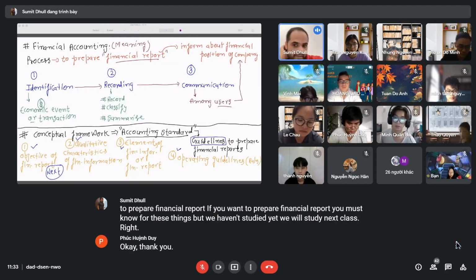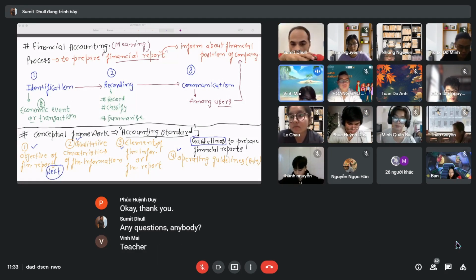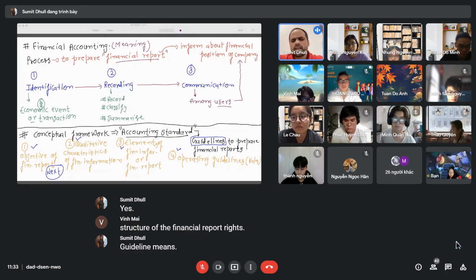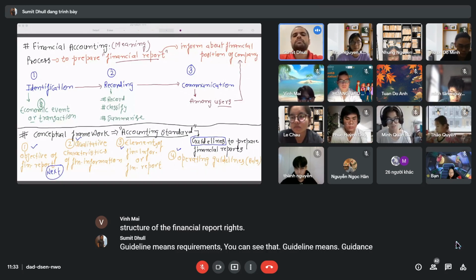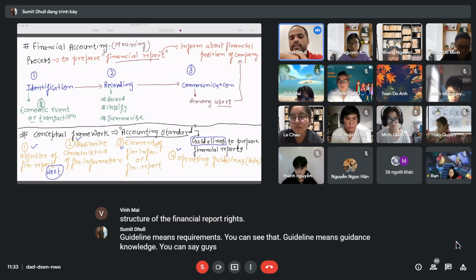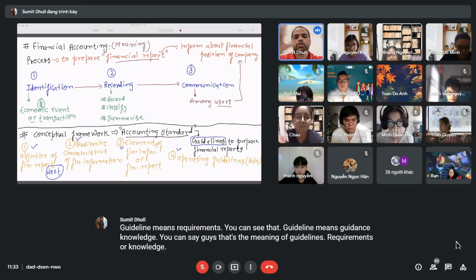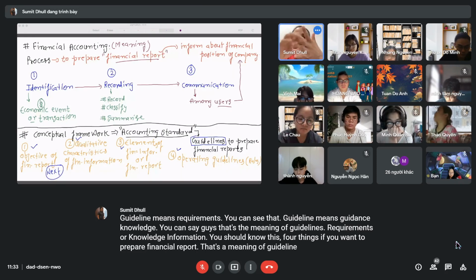Any questions? Anybody? Teacher, guidelines means the structure of the financial report, right? Guideline means requirements. You can say that guideline means guidance, knowledge. You can say that's the meaning of guidelines. Requirements or knowledge, information. You should know these 4 things if you want to prepare financial report. That's the meaning of guideline to prepare financial report.